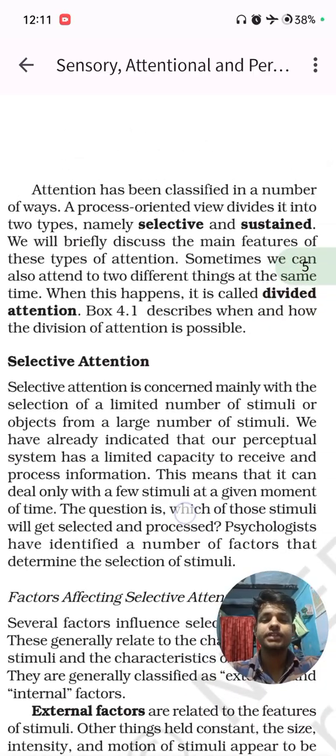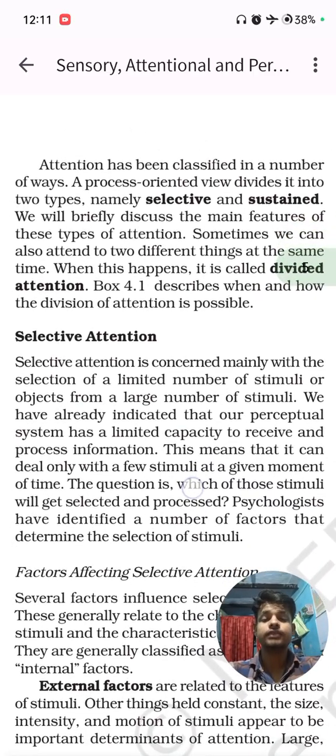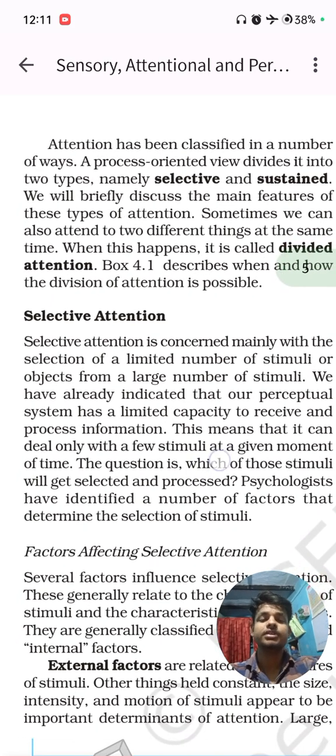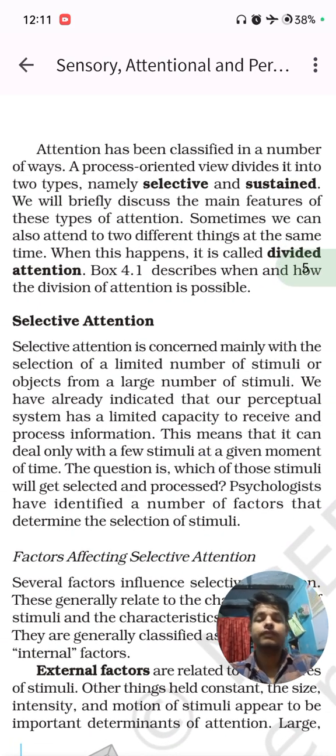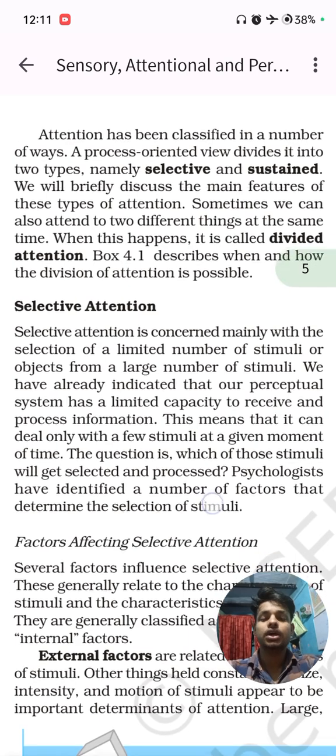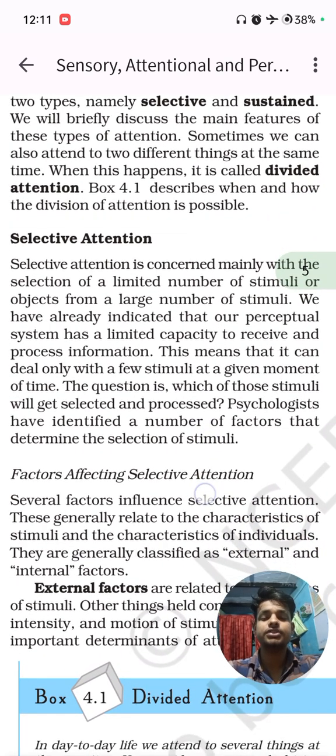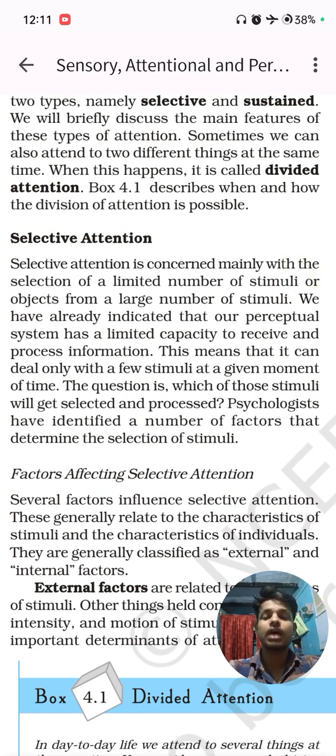Attention has been classified in a number of ways. From the process-oriented view, it is divided into two types, namely selective and sustained. We have briefly discussed the main features of these types of attention. Sometimes we can also attend to different things at the same time. When this happens, it is called divided attention. Box 4.1 describes when and how the division of attention is possible.